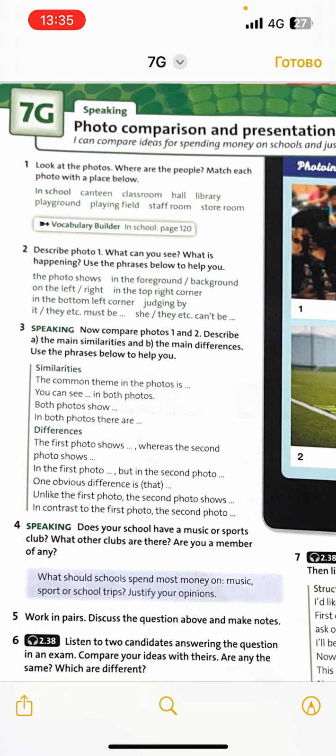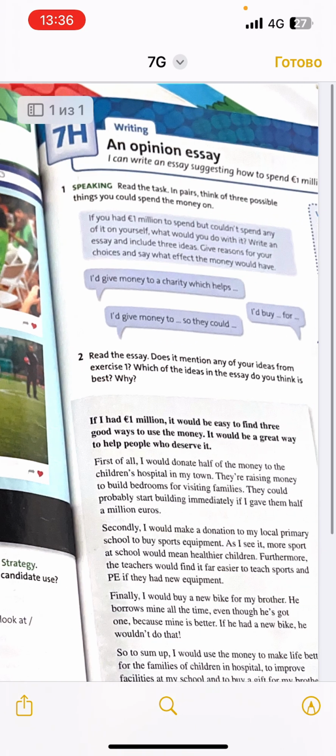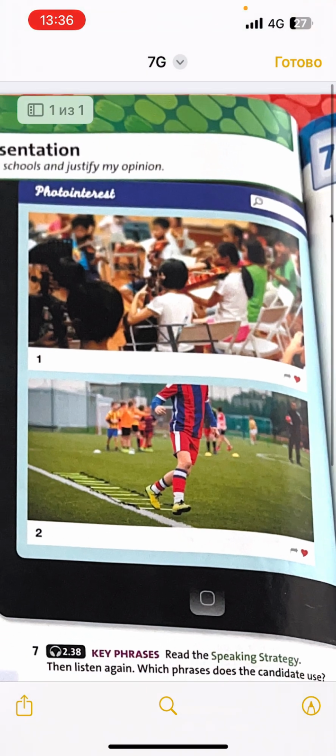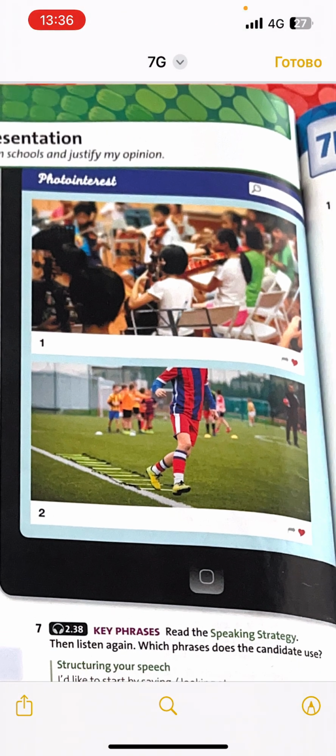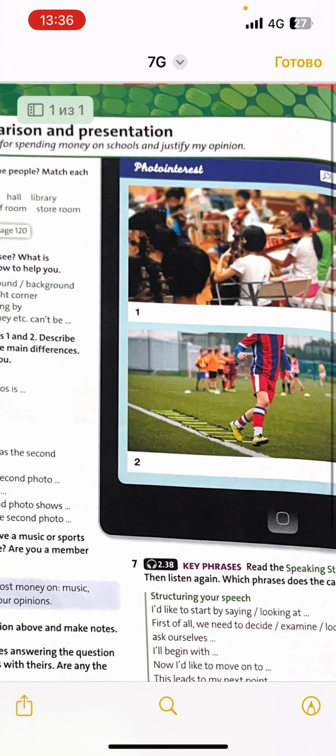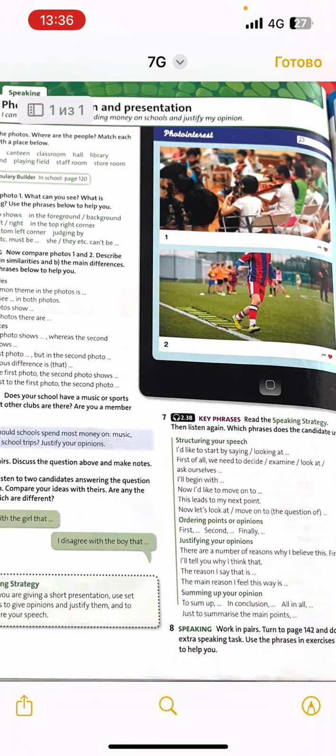Staff room. What is staff? Staff is workers, so it's the teachers' room, maybe the cleaning ladies' room, something like that, okay? So, what do you see in this picture? We see two different activities, yeah? First one is the musical instrument, and the second one, the playing field, right? First one is hall, the second one is playground.